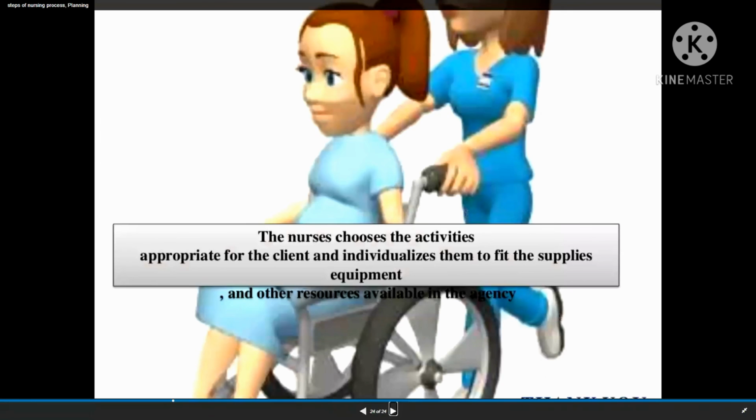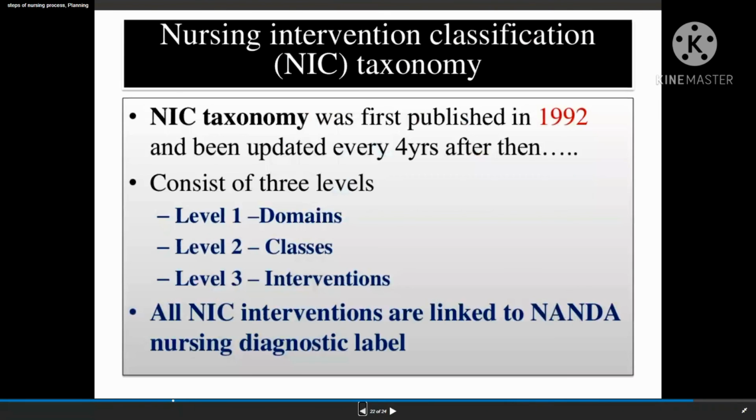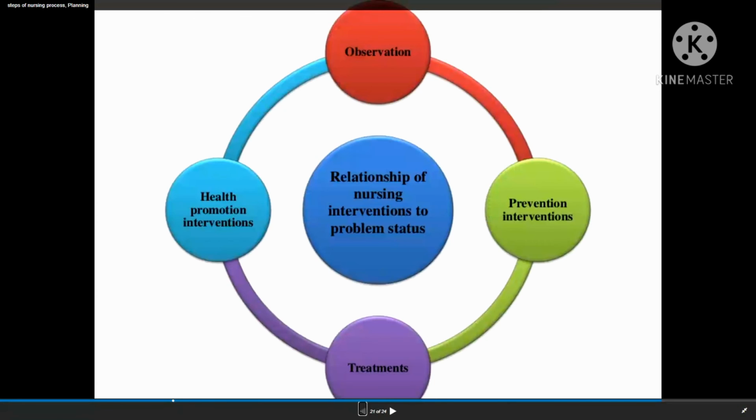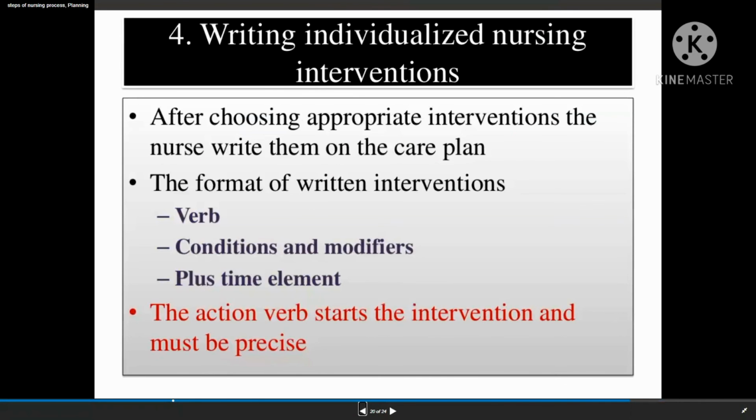So that's about the planning. These are the interventions. So this is about the planning.